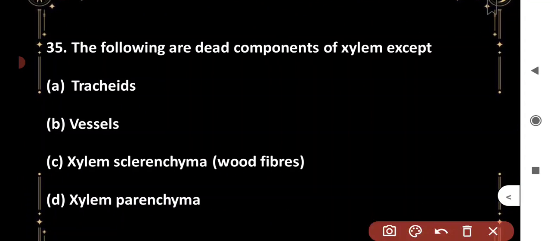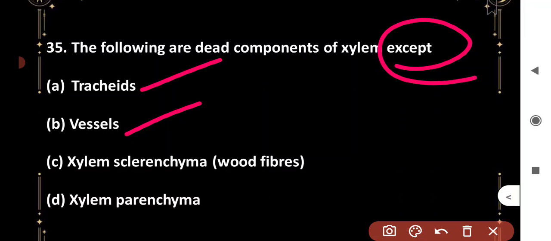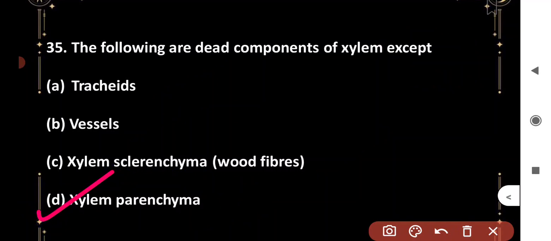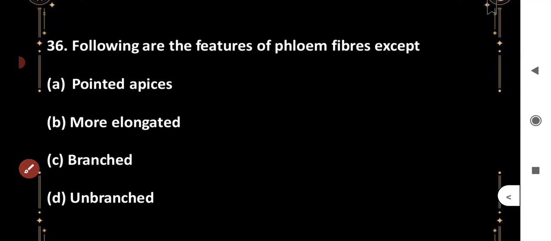The following are dead components of xylem except: tracheids are dead, vessels are dead. It is asking except: xylem sclerenchyma, wood fibers, and parenchyma. Yes, parenchyma is living, as I already said. Okay, 35 is D. Next question.